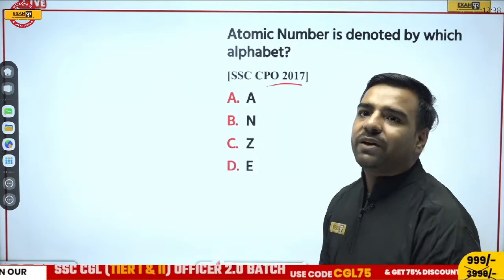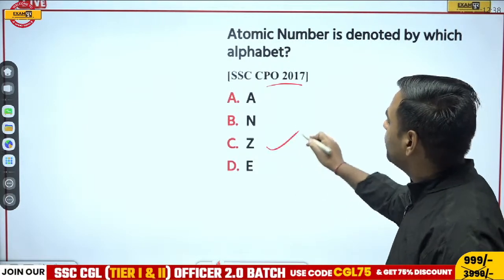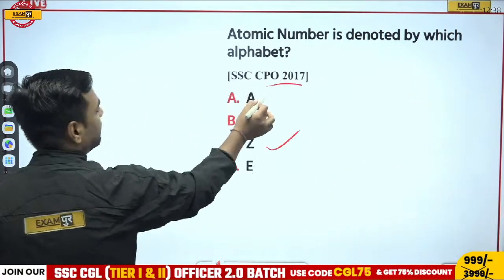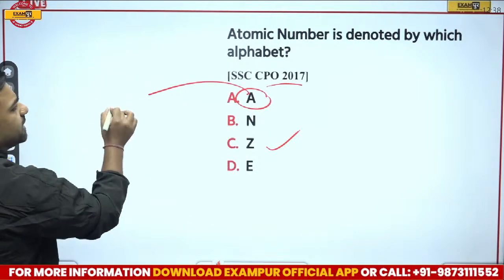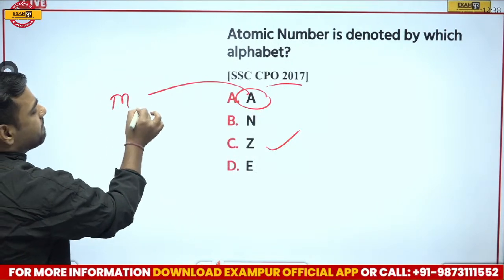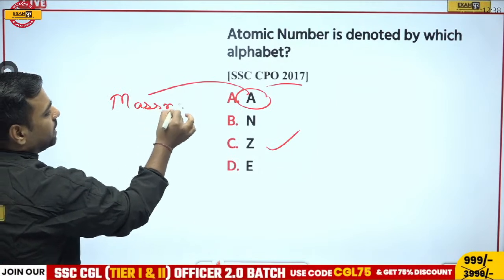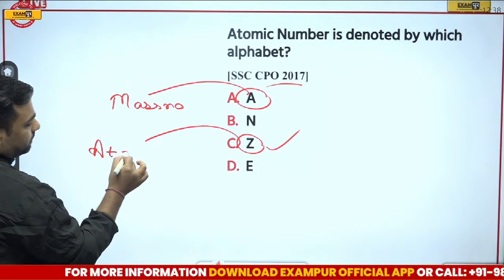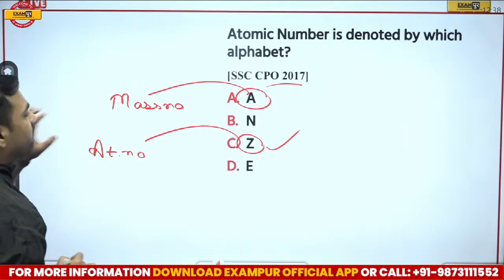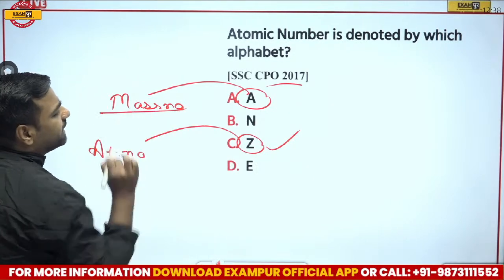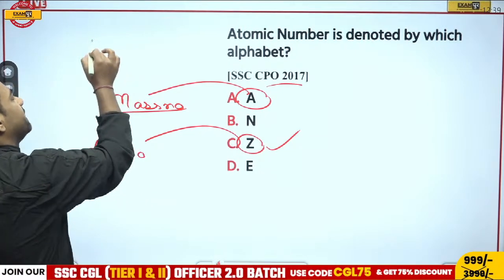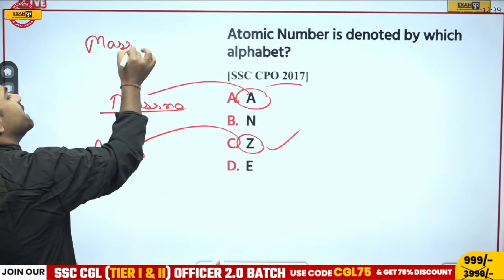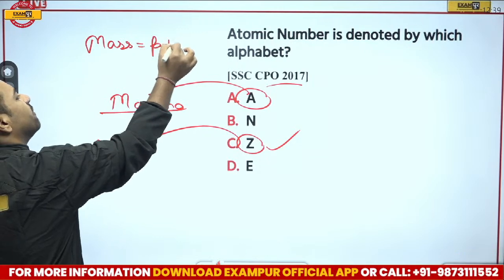See, yeah, totally correct. If I talk about these particular denotations, we know that A is for what? This A is actually your mass number. This Z is actually your atomic number. Now, how am I going to get this mass? For calculating the mass, we add the number of protons and the number of neutrons.